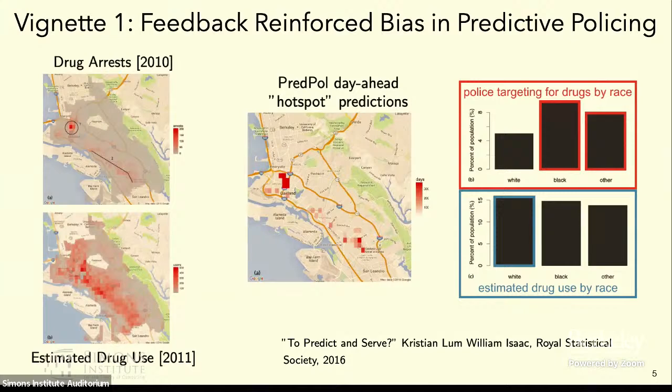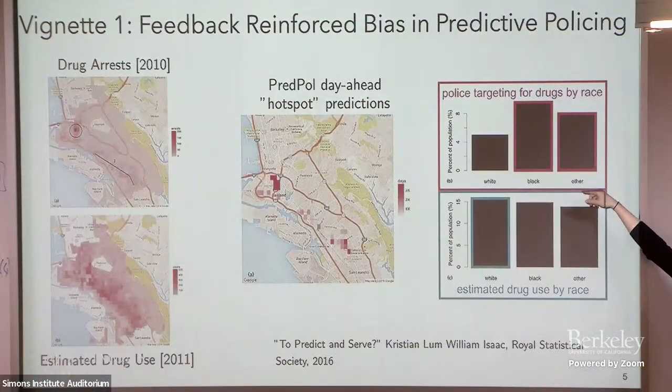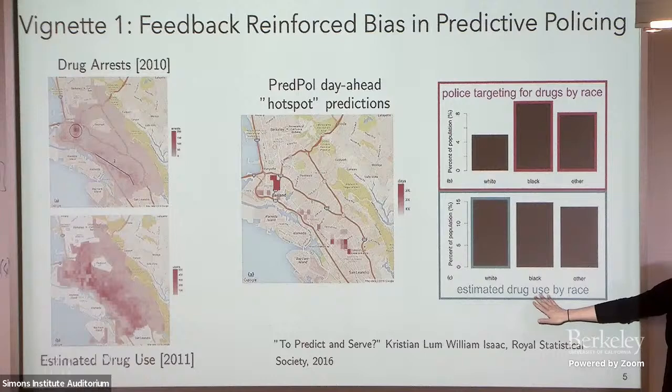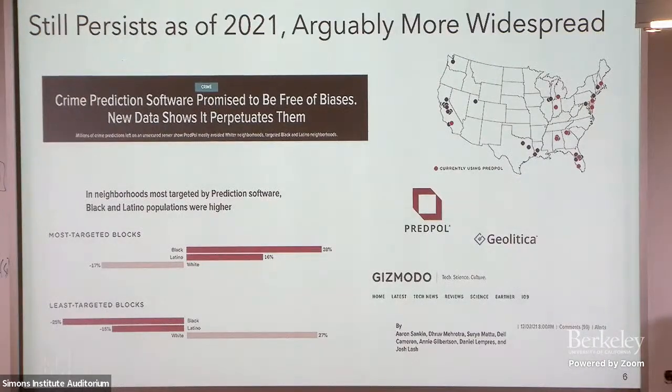Nonetheless, when you use Predpol to predict day-ahead hotspots, which gives suggestions to police of where they can go on patrol to look for illicit drug use, it keeps predicting in the same downtown area that isn't really representative of where drug use is. Moreover, at least in 2010, demographics may have changed. This is an area that has a larger percentage of persons of color living in that vicinity. And if you look over here on the right, you can see police targeting for illicit drug use by race is concentrated in the persons of color community, while actual estimated drug use by race tells an opposite story. And that was 2016.